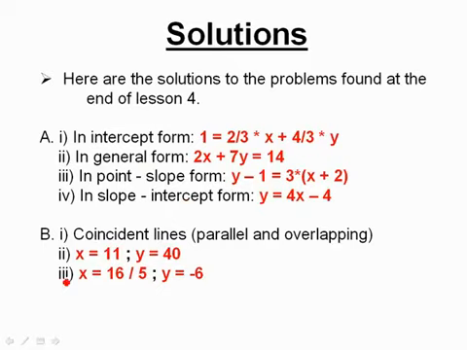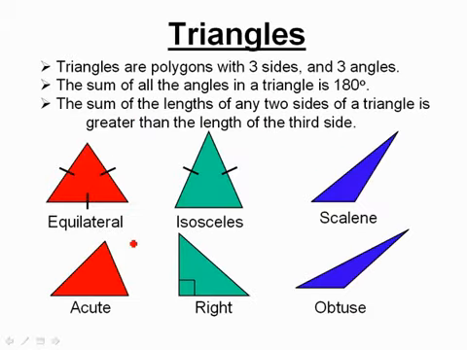And then here, these are the answers for the points of intersection. So the first answer was they're coincident lines. They're parallel and overlapping, so they have every point in common. And then here are the points of intersection for number 2 and 3. So let's move on. Triangles.